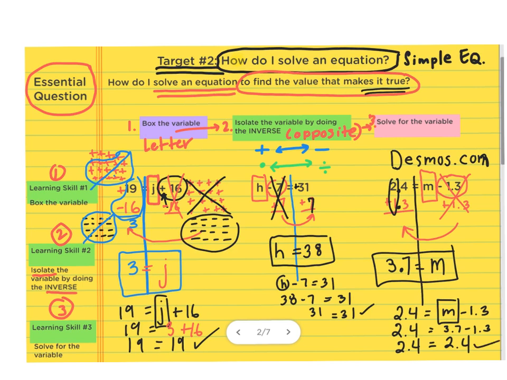And that is it. That is how you solve algebraic equations, simple ones, with algebra instead of algebra tiles.